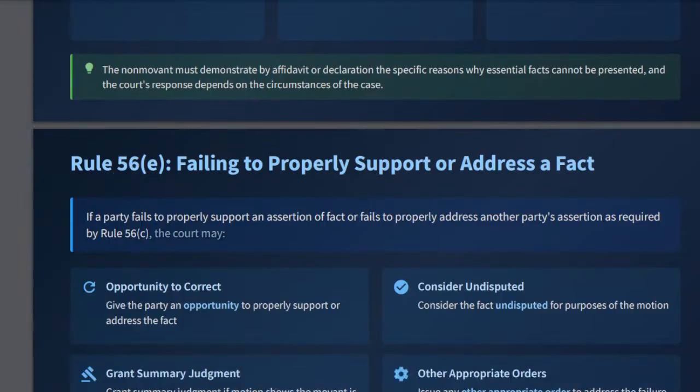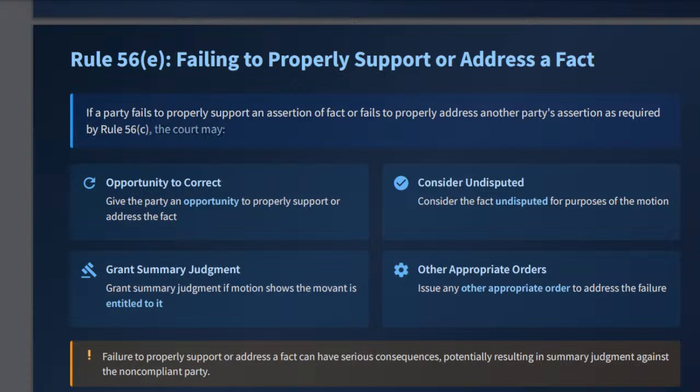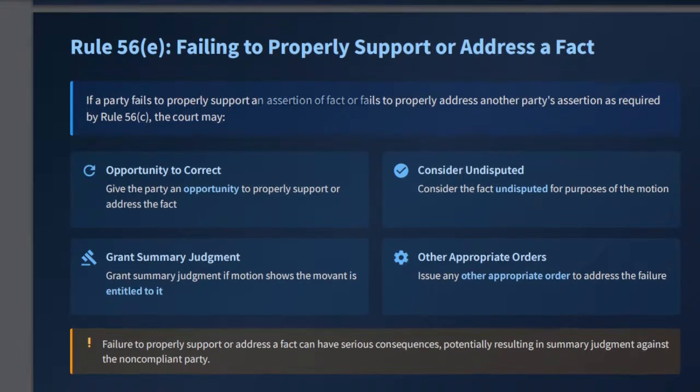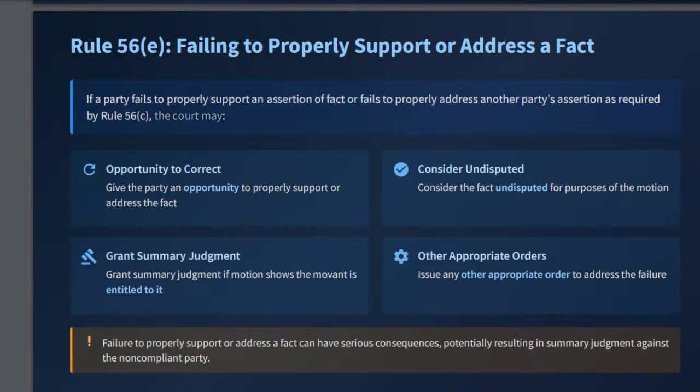All right, let's get back here. So, if a party fails to properly support an assertion of facts or fails to properly address another party's assertion as required by Rule 56C, we just saw, the court may: give an opportunity to correct. Give the party an opportunity to properly support or address the fact. Consider it undisputed. Consider the fact undisputed for purposes of the motion. Grant summary judgment if the motion shows the movant is entitled to it, and other appropriate orders. Issue any other appropriate orders to address the failure.